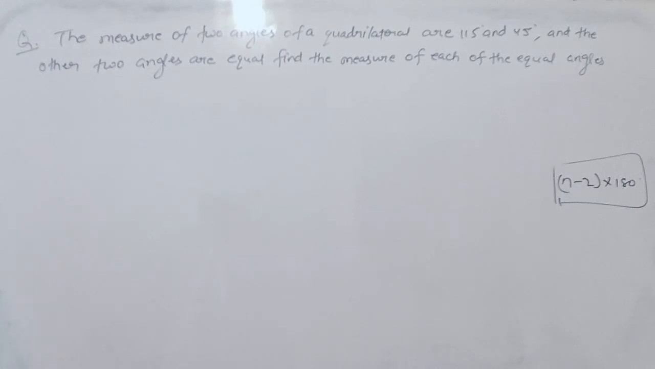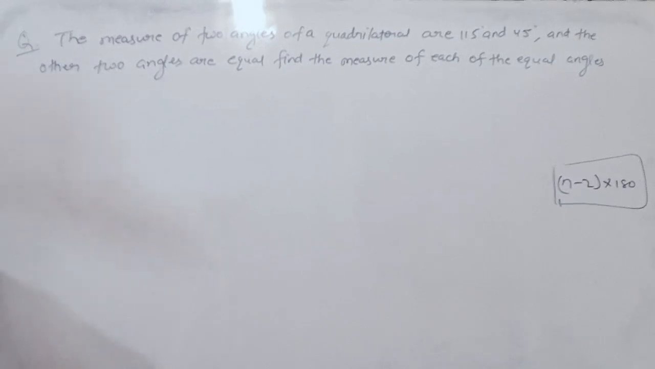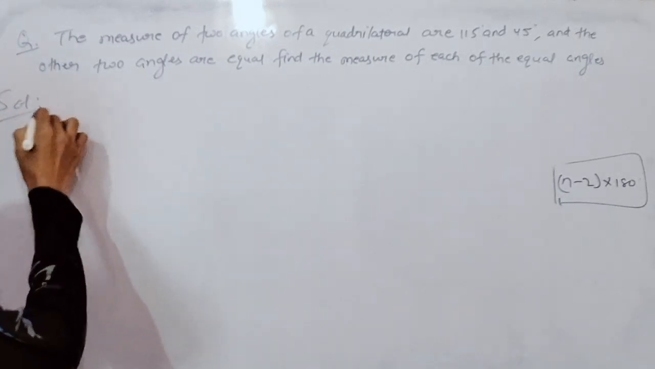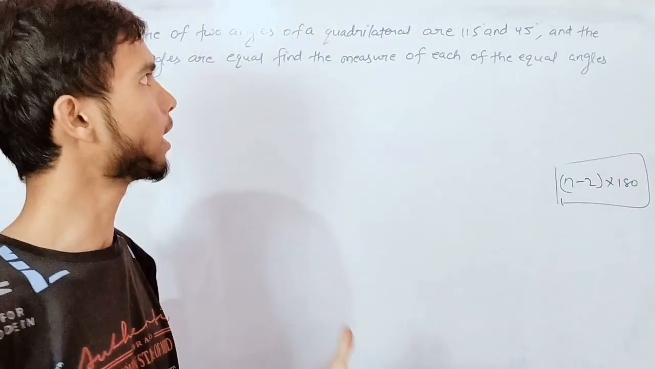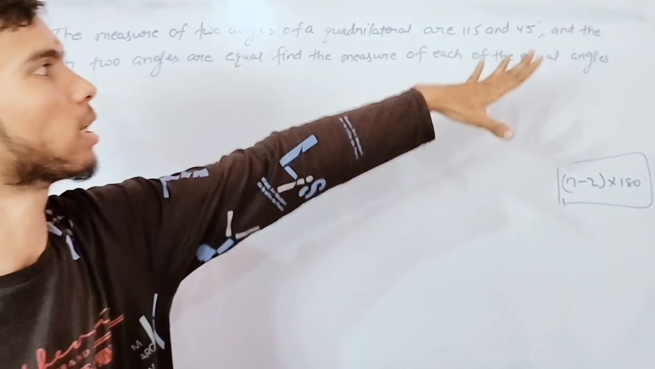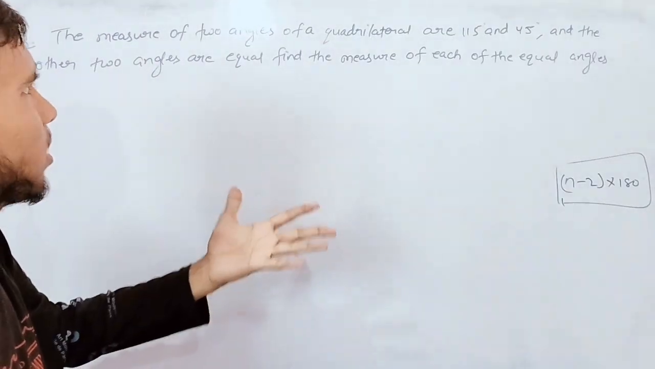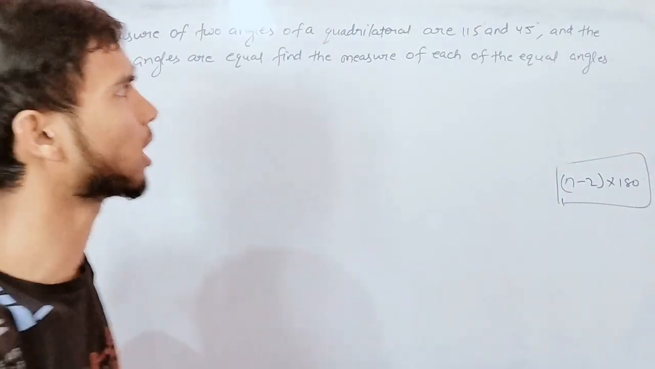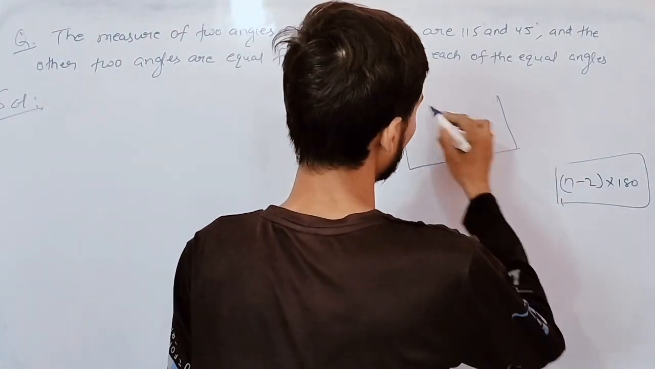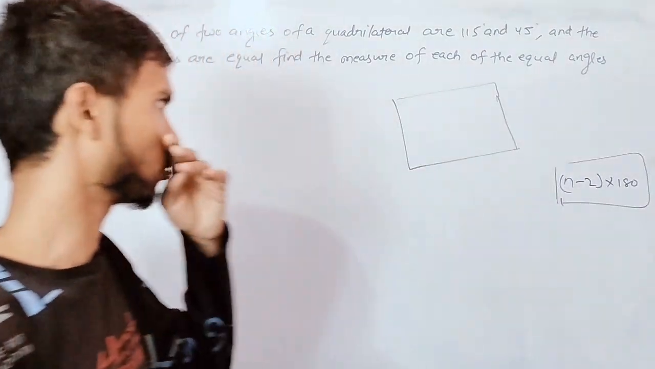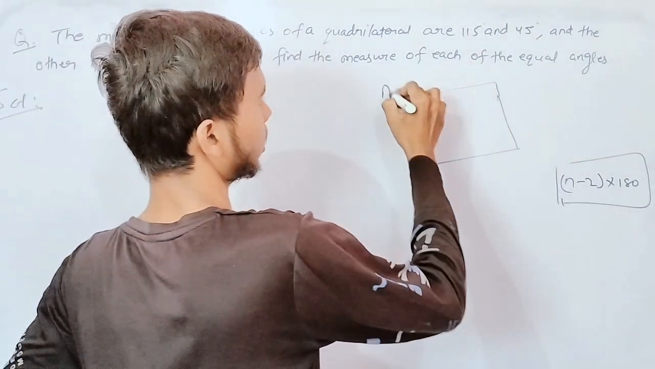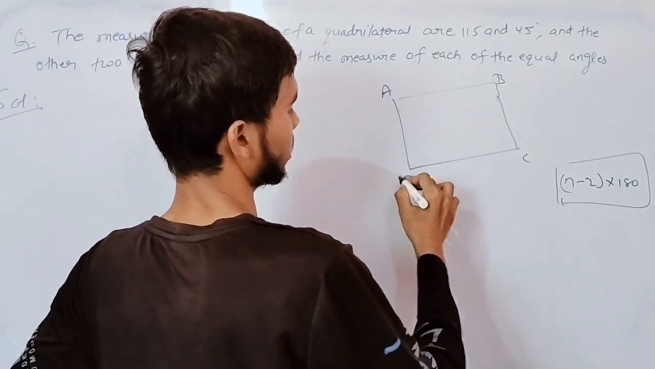This is the complete question. It is asking: the measures of two angles of a quadrilateral are 150 and 45, and the other two angles are equal. Find the measure of each of the equal angles. It is telling you this is one polygon, A, B, C, D.